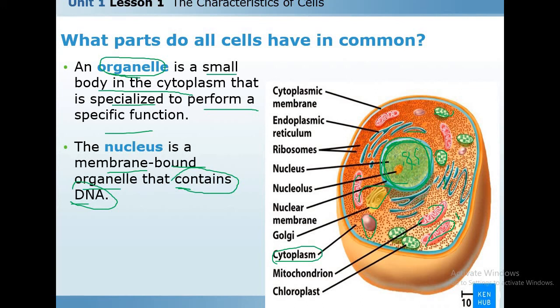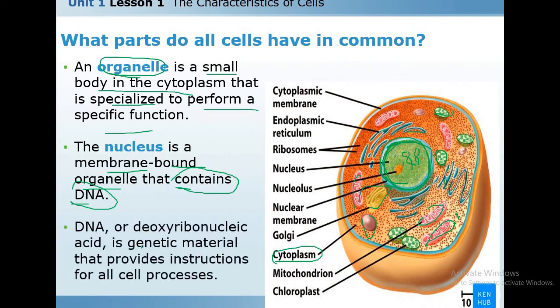DNA inside the nucleus. Okay? DNA is a genetic material. DNA, this one that I drew, is a genetic material that provides instructions for cell processes. It carries information about the cell. DNA inside each cell carries the information about the cell processes. It is a genetic material that carries information about the cell and all cell processes.